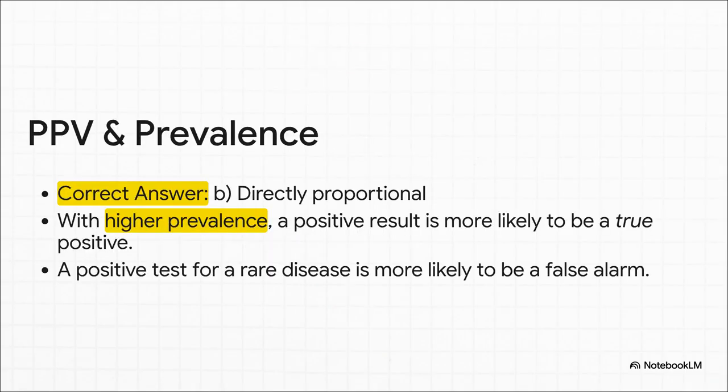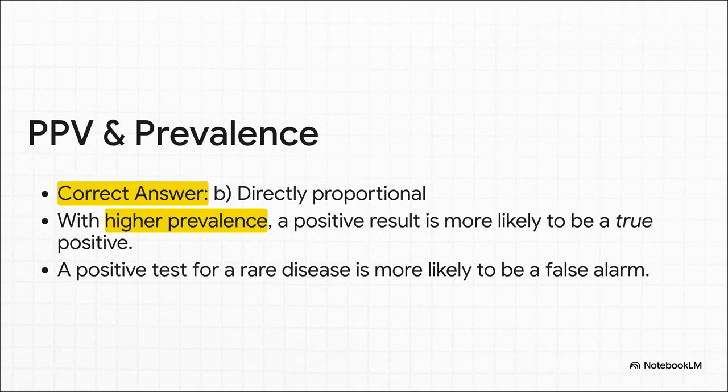The answer is B, directly proportional. And it makes perfect sense when you think about it. When a disease is more common, any positive result is just, well, more likely to be a true positive. A positive test for a disease that only affects one person in a million has a pretty high chance of being a false alarm, right? But a positive test for the flu in the middle of winter, you're a lot more confident that it's the real deal.